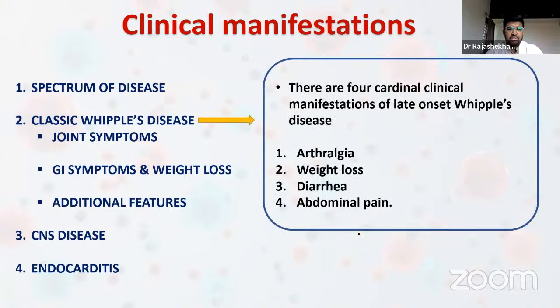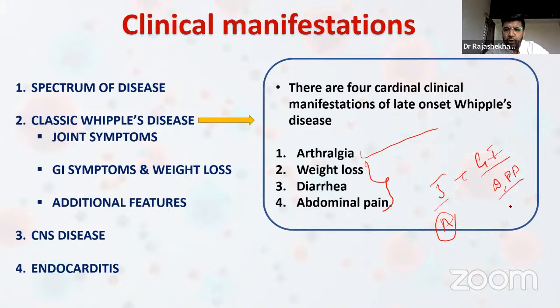So what is classic Whipple's disease that has been described? It is described with 4 cardinal clinical manifestations. That is arthralgia, a joint symptom, and GI symptoms, that is weight loss, diarrhea, and abdominal pain. So these are the classic four cardinal features. One is a joint symptom along with GI symptoms. The joint symptom is arthralgia. The GI symptom is usually diarrhea with abdominal pain along with weight loss.